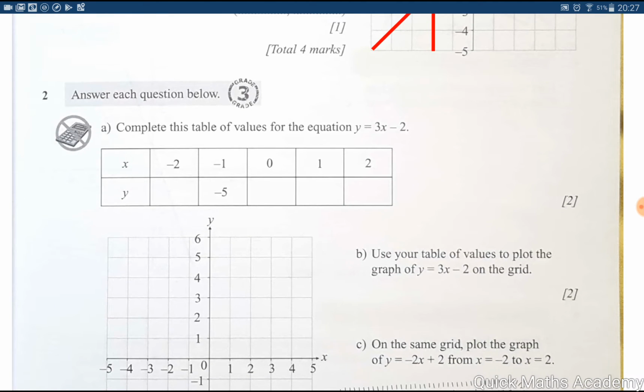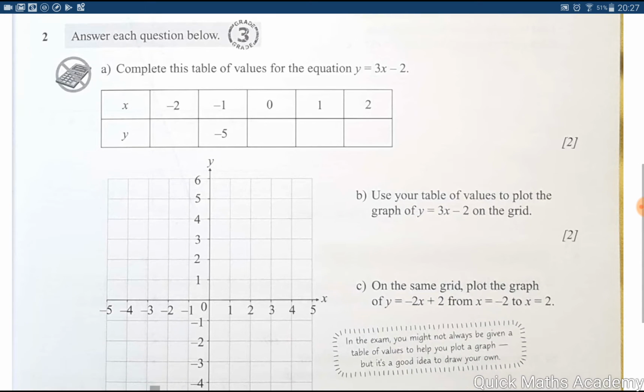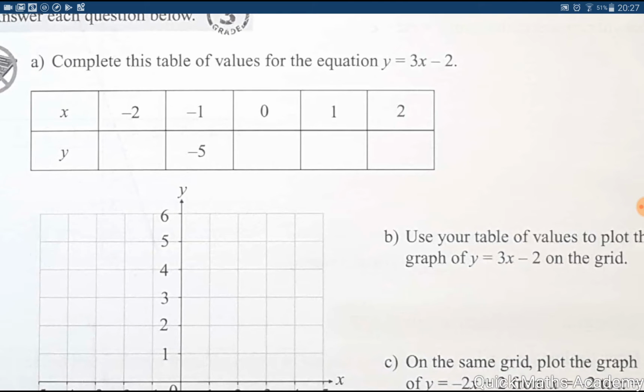Okay, answer each question below. Complete the table of values for this equation. Okay, so we have this equation, y equals 3x minus 2, and they want us to fill this table. This is very easy. You just have to know the value of y. You just have to replace the x in the equation by all those values that you have here.